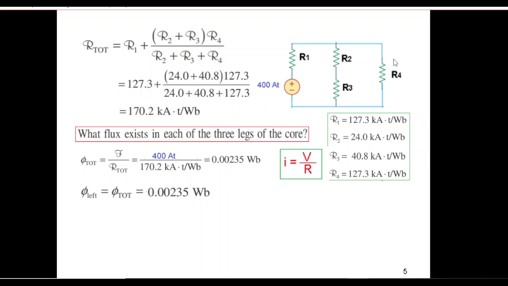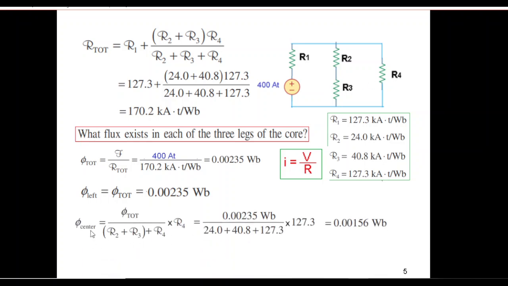Now what will happen here? Just imagine that this is a parallel circuit. We have to calculate current by KCL. So we'll use the same technique: total current divided by total resistance multiplied by opposite arm. So phi center is phi total, divided by all these reluctances, multiplied by the opposite arm. This is R4, the opposite arm, so multiply by it. Now putting all the values, we calculate the center flux to be 0.00156 Weber.